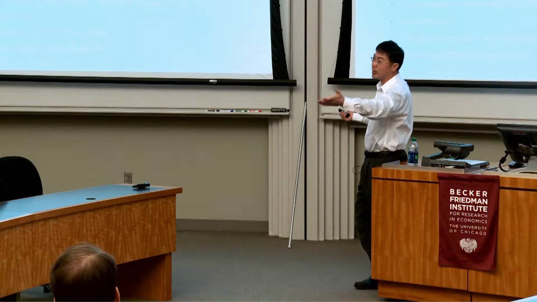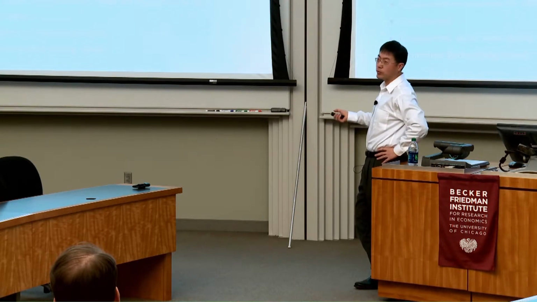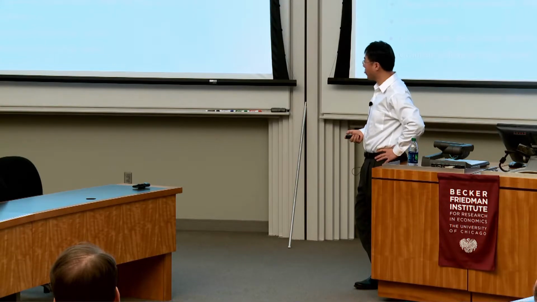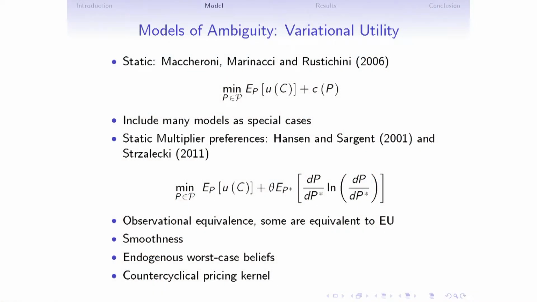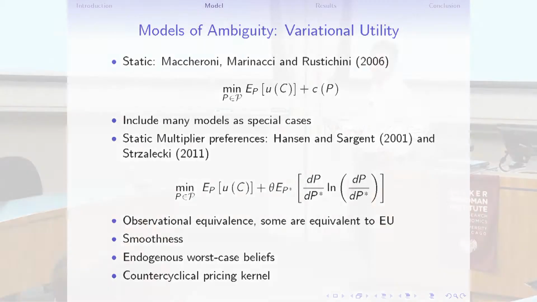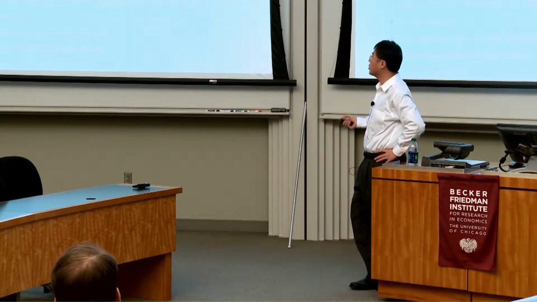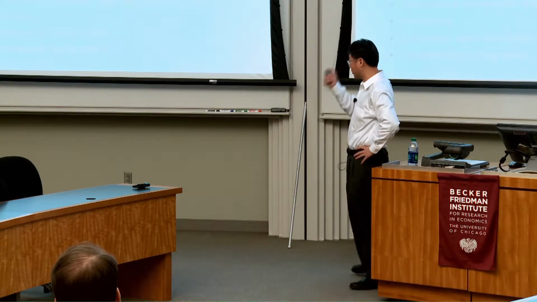As long as you don't want to explain inertia, kink, or whatever, you can use a smooth model to explain some phenomena. Okay? Also, a nice feature here is that for this type of model, beliefs are always endogenous, in the sense that the worst case beliefs will respond to the data. It's not specified or estimated exogenously; this is solved in the model, state dependent. That's a nice feature. And the final feature, whenever you apply this to finance, is a countercyclical pricing kernel. That's a very useful feature to explain asset pricing puzzles. I'm going to show you later.